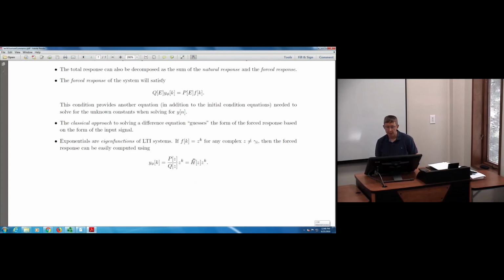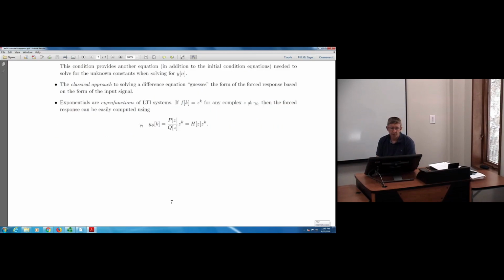This is what went in. This is exactly what came out, except just multiplied by a number. So exponentials are eigenfunctions of systems. Because of that, cosines are as well, right? You can write a cosine as a linear combination of exponentials. So when you put in the cosine, what comes out? The cosine. It's just that amplitude and phase have been changed. So I'll let some of that sink in.